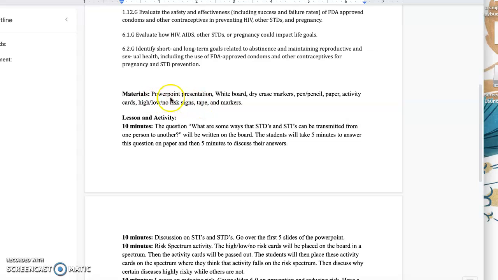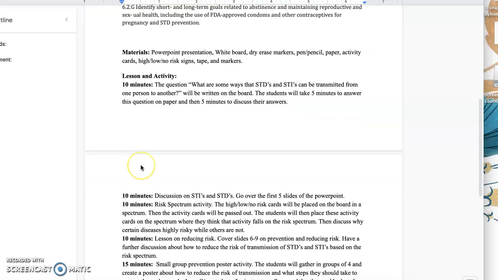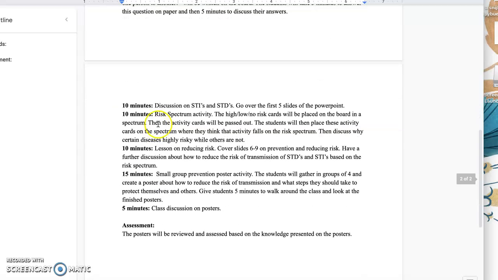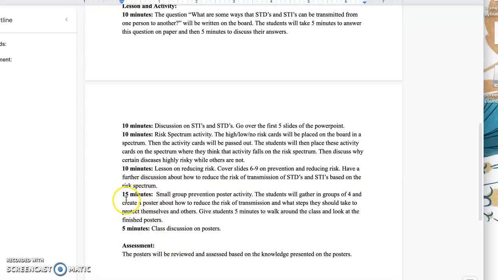So the materials needed are a PowerPoint presentation, whiteboard, dry erase markers, a pen or a pencil, paper, activity cards, high, low, no risk signs for the activity, tape, and markers. I have the lesson broken down into 10-minute increments and then a 15-minute small group activity, and then a 5-minute discussion.